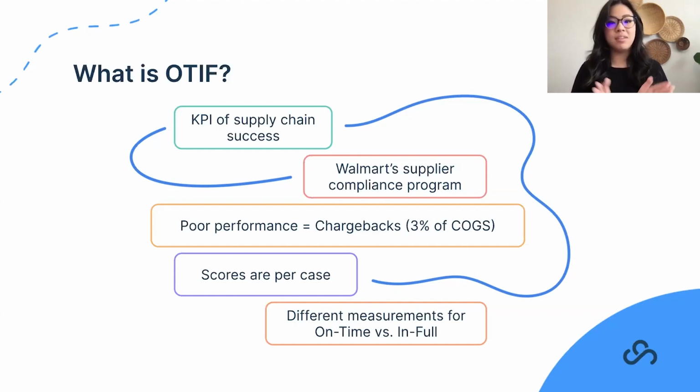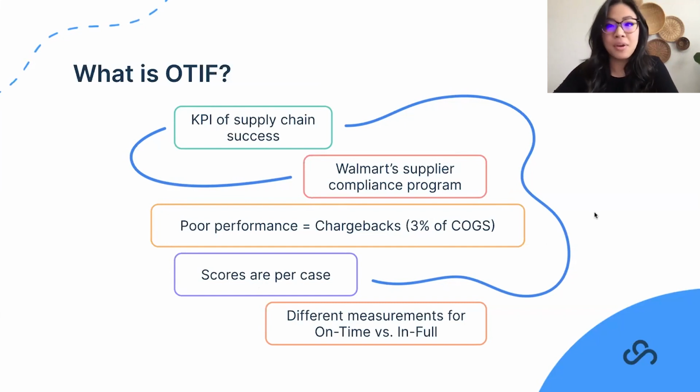So what that means is if you do have poor performance, so they have certain thresholds, and we'll be talking about that shortly. But if you do not meet Walmart's thresholds for performance, they will charge you fines, which is basically 3% of your cost of goods sold. And how they determine those chargebacks, their scores are done on a case-by-case basis. And I don't mean the metaphorical case, but the literal case that you ship to Walmart.